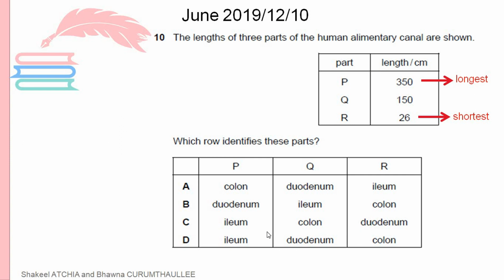If we recall, the small intestine was approximately 6 meters long. The colon was about 1.5 meters long. The duodenum is shorter than the ileum. So the answer is C.